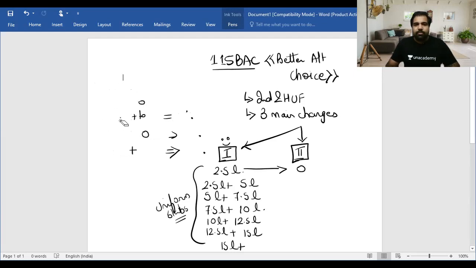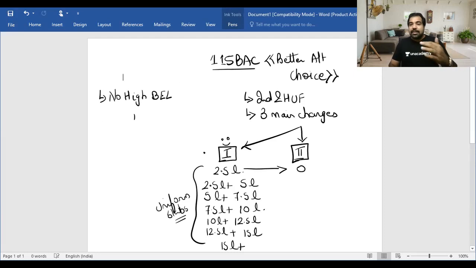The old method is still there, guys. So what is not there in this? If you opt for this, no higher basic exemption limit. So no matter if you're 6 years, 60 years, 80 years, or 800 years, you'll still have the same slabs.